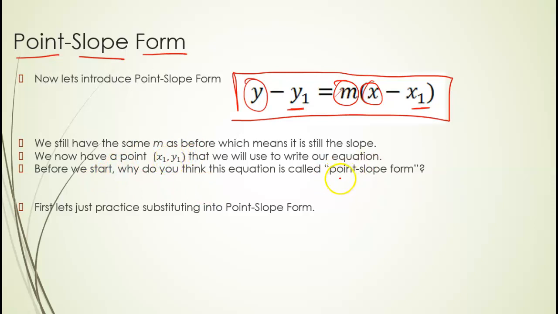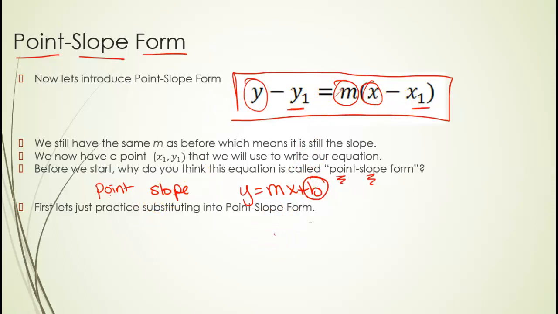So remember, we've talked about how mathematicians sometimes aren't very creative when it comes to naming their equations. Why do you think this is called point-slope form? Well, we use it when we're given a point and the slope. If we're given a point and the slope, we can't substitute straight into slope-intercept form because I don't know the y-intercept. But if I was given a point, I could put it in for that x1 and y1.